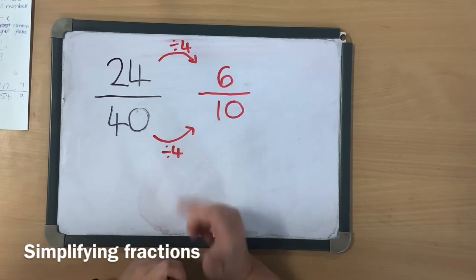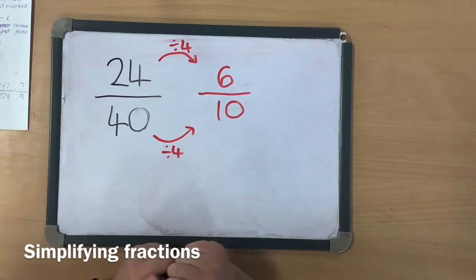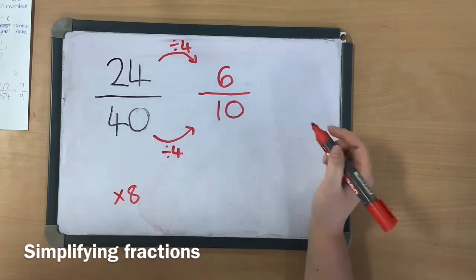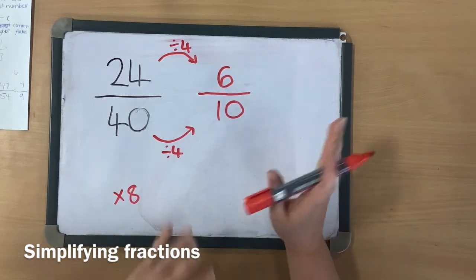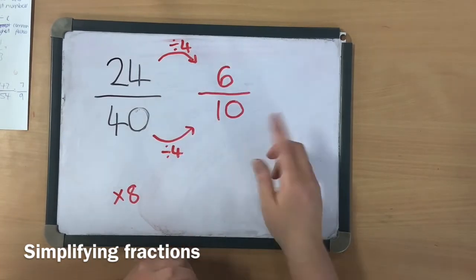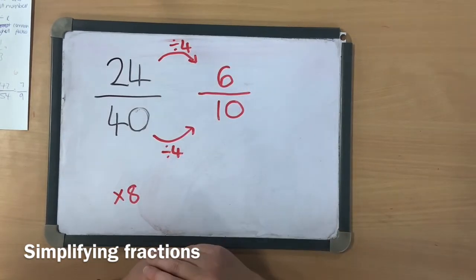If I then refer back to my times table grid, actually 8 is the highest common factor. But that doesn't mean that what I've done here is wrong, it just means that I need to simplify this fraction again. So I'm just going to follow the same process.